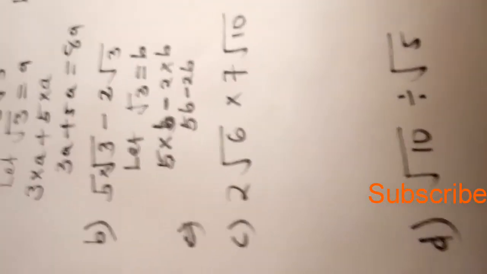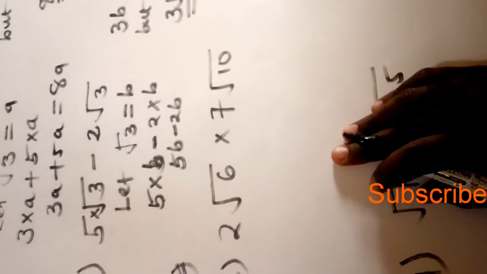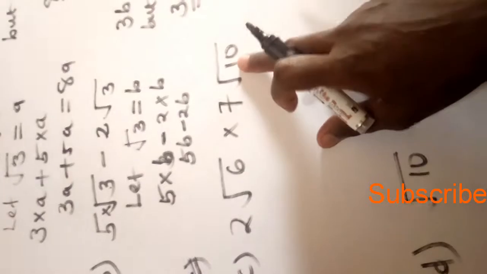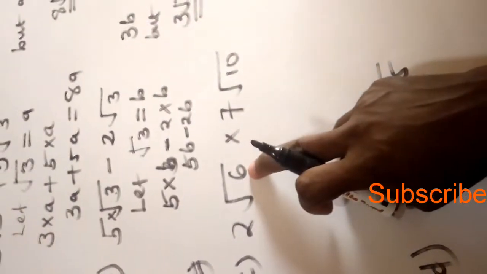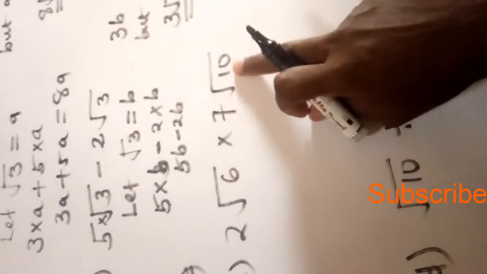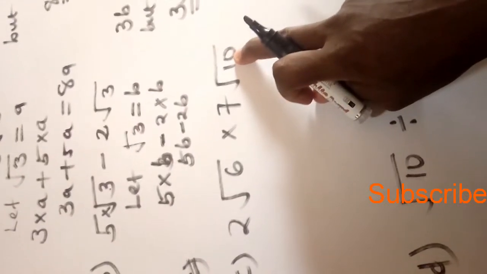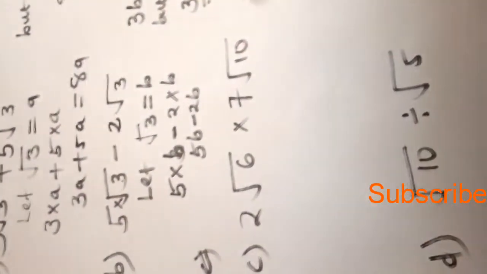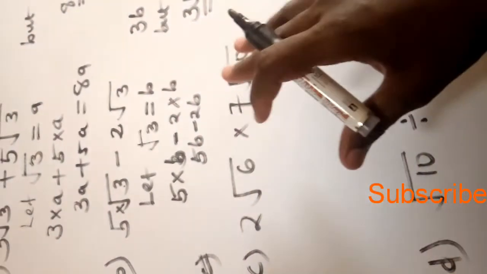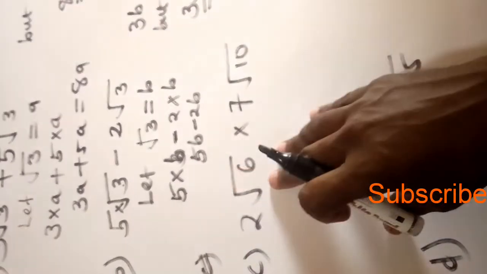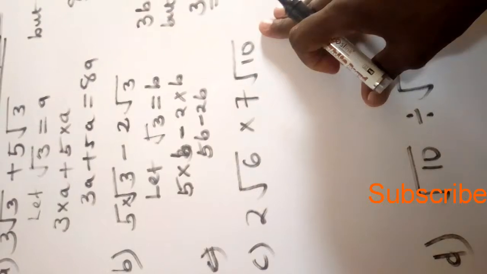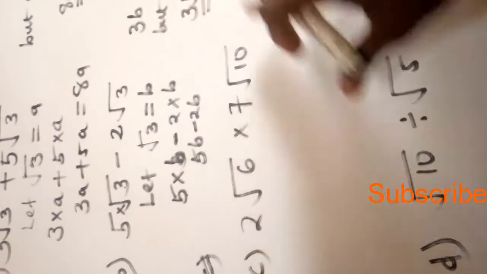In multiplication and division, we can divide and multiply surds only if they are of the same order, irrespective of the number under the root sign. You can clearly see here, the number under the root sign here is 6, and the number under the root sign here is 10. So we can comfortably multiply surds if only they are of the same order. And I said in the previous video that in this course, we only deal with surds of order 2. We don't deal with other orders.